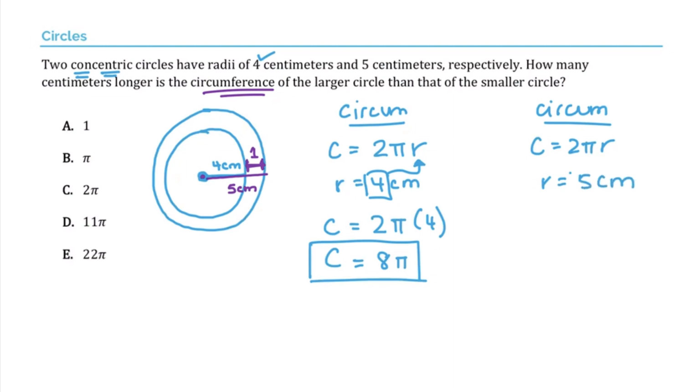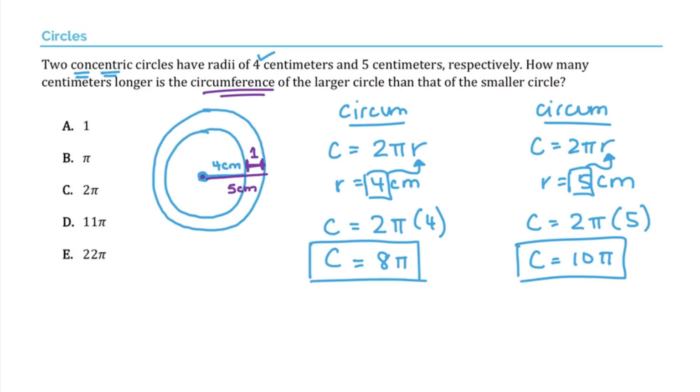So we're going to do the same thing. We're going to take that value of r and plug it in. That means that the circumference is 2 times pi times 5. 2 times 5 is 10. So that means that the circumference of our second circle is 10 pi.